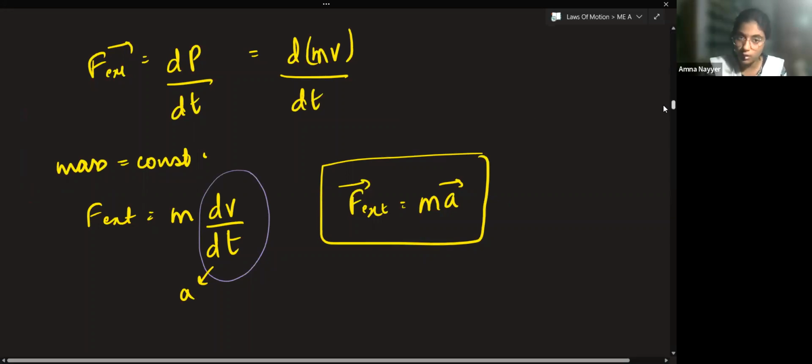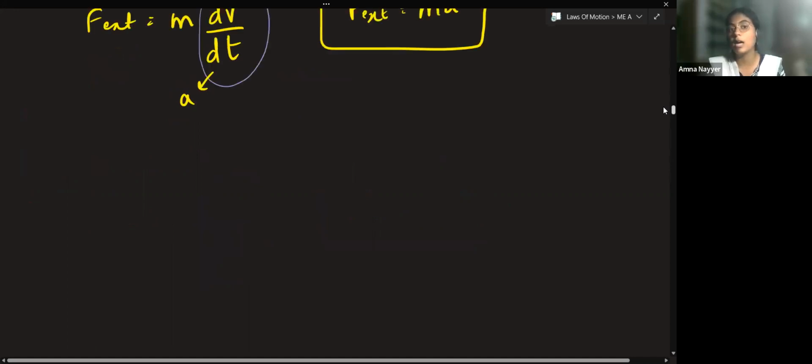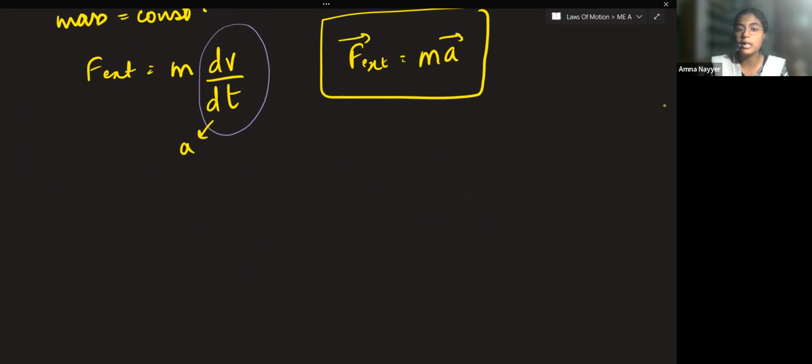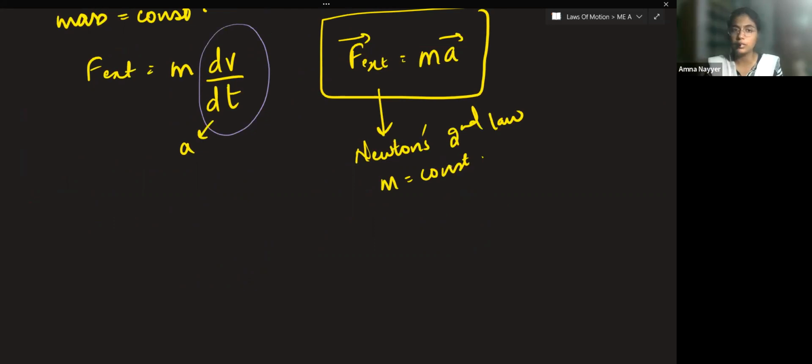I don't know whether it was done in your school or not, but now you have to remember F is equal to ma. So basically F is equal to ma is Newton's second law. And you also have to remember that here the mass has to be constant. Otherwise, you cannot take m out of this differentiation. You have to differentiate mass as well.